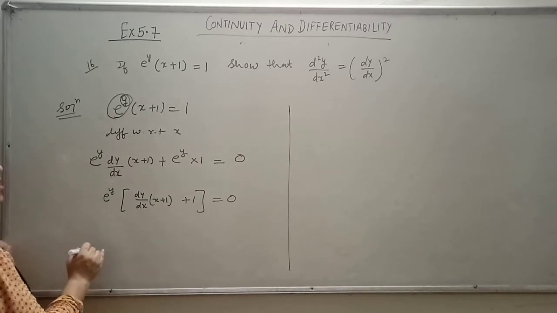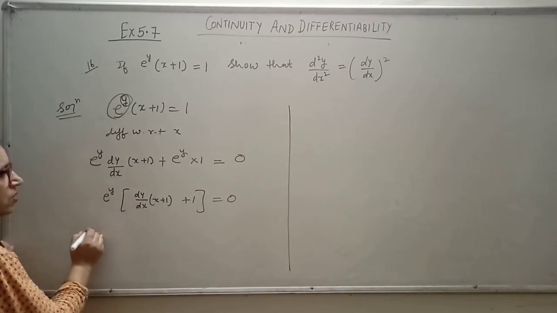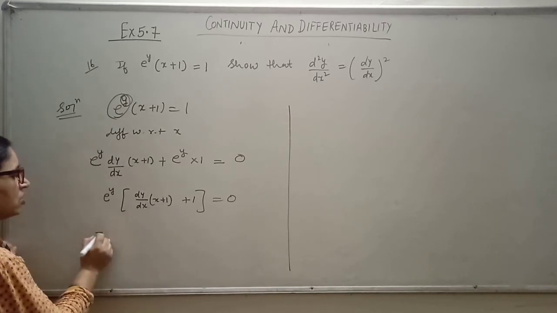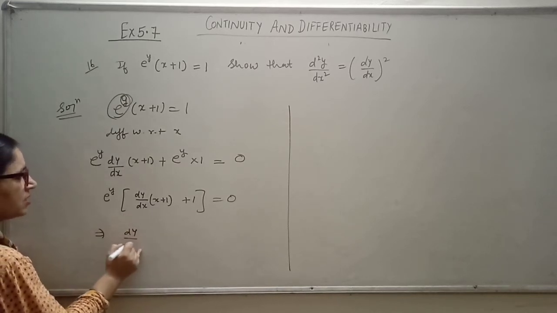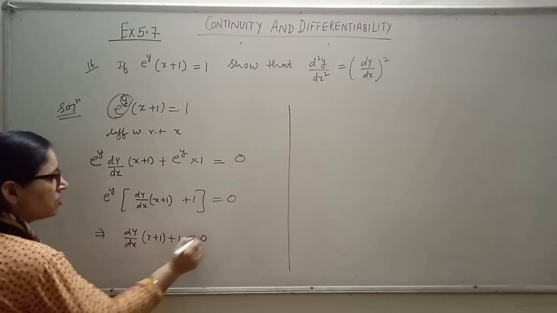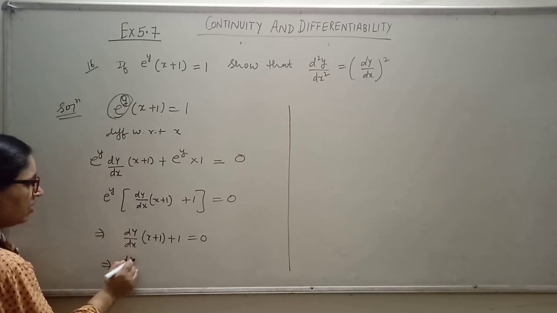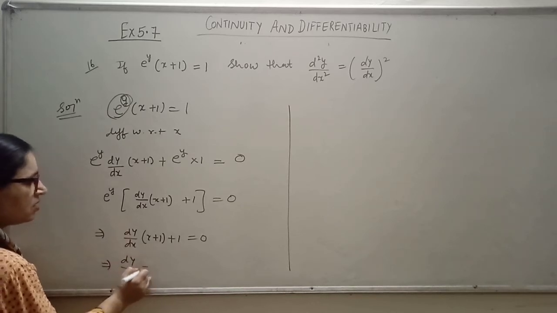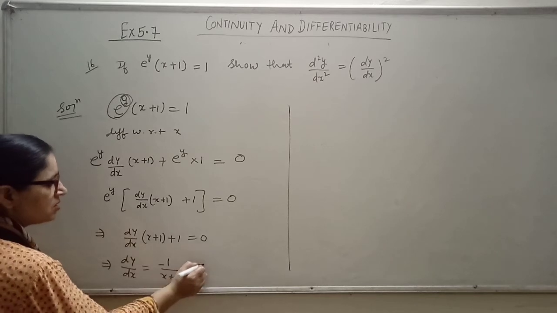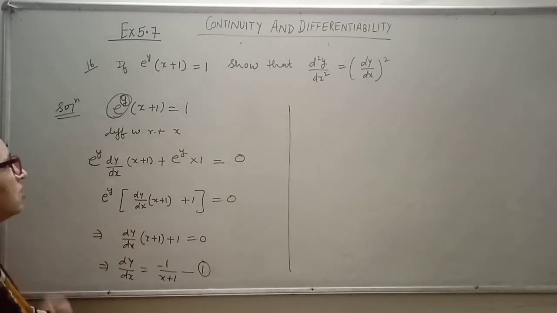Okay. So now either e raised to power y is equal to 0. That is impossible. So it means only this portion is 0. So dy by dx times x plus 1 equal to 0. This implies dy by dx is equal to minus 1 upon x plus 1. This is number 1. I am substituting it here.